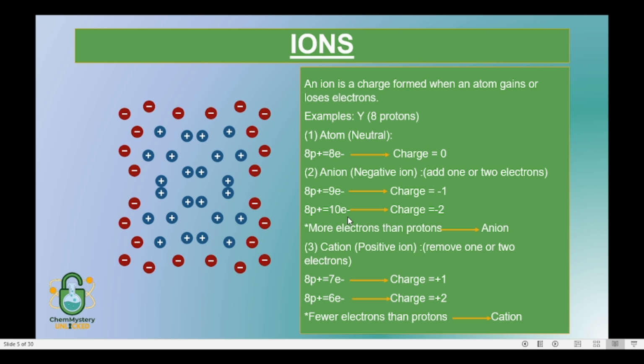Now let's move on to the second one. There are 10 electrons and 8 protons. So there are 2 more electrons than protons. So the charge equals minus 2. More electrons than protons equals anions.